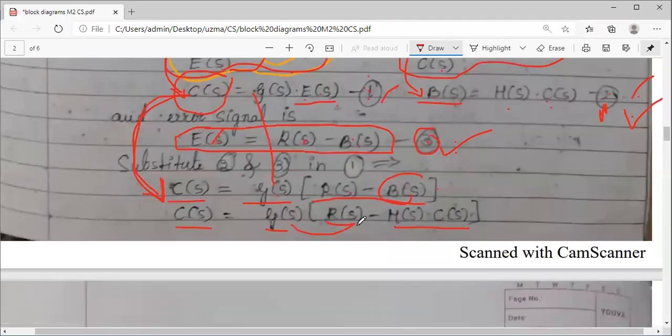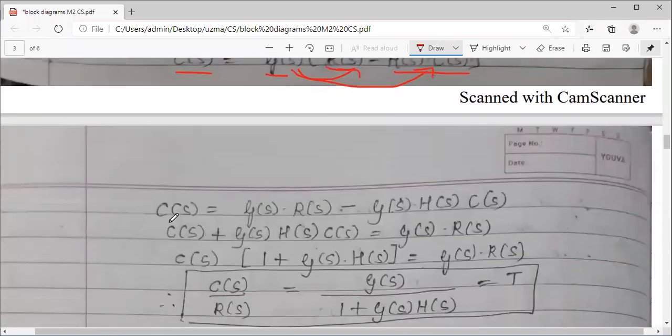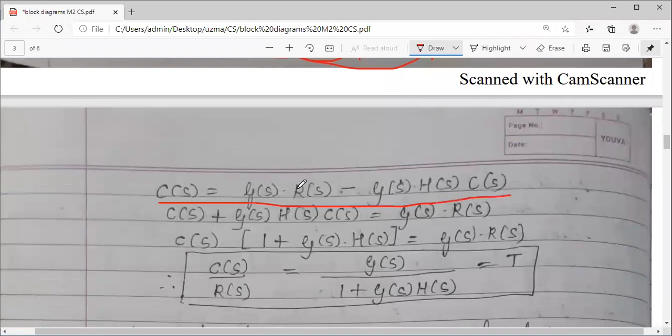Now, just expand this bracket, multiplying G to both the terms. After expanding, I will get this. Observe, you have C and you have R. So C is your output and R is your input, but you have one more term here, and this term also has C. So this is C and this is C.